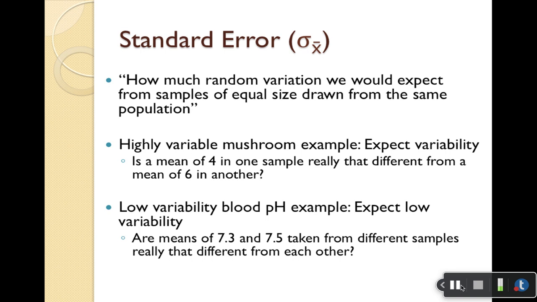On the other hand, if we take a variable that has a low level of variability, something like blood pH, which tends to be consistent across people, we wouldn't expect a lot of variation. So in this case, we would have means of 7.3 and 7.5 taken from different samples. Are they really that different from one another? So our sampling distribution of means allows us to make these comparisons.